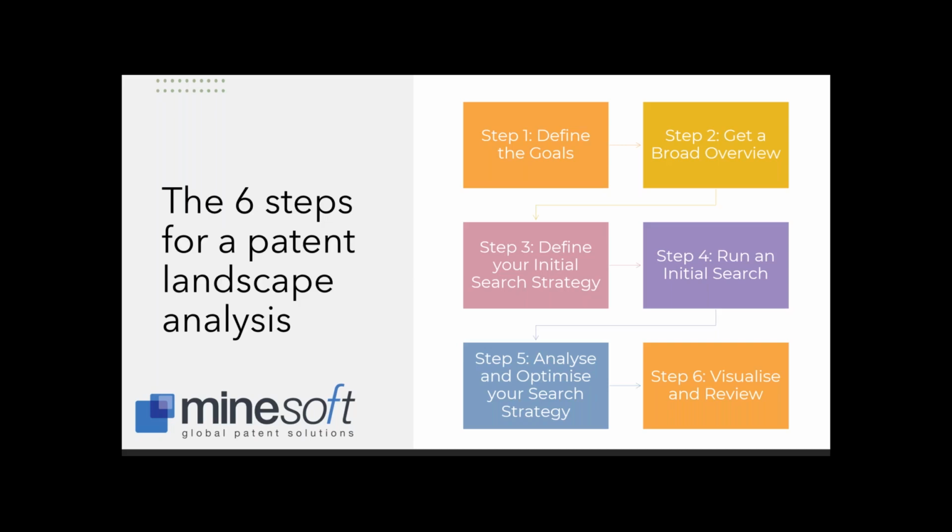Step 3, define your initial search strategy. Start creating a comprehensive search strategy on a patent database using the collected keywords and assignees. Add classification codes or inventors to broaden the search, and optionally narrow the search by jurisdiction and publication date.